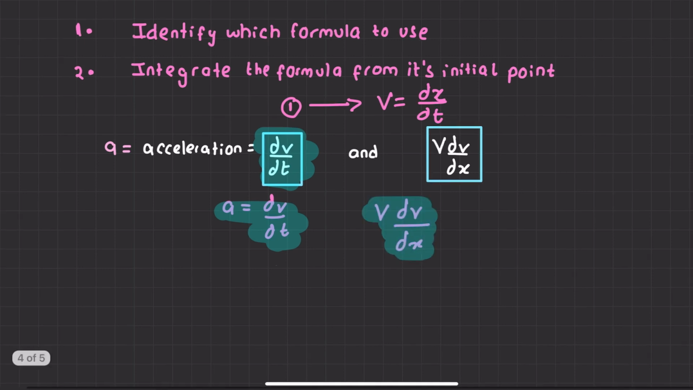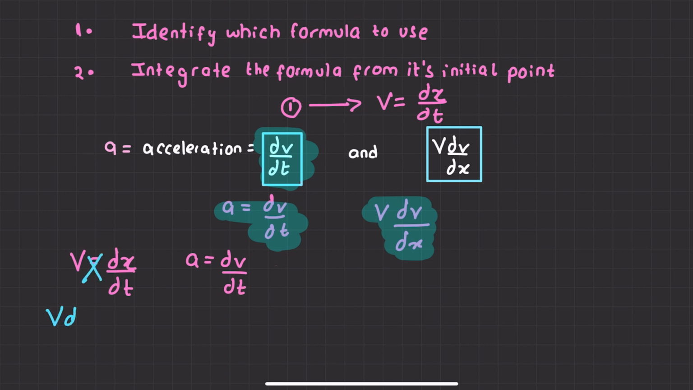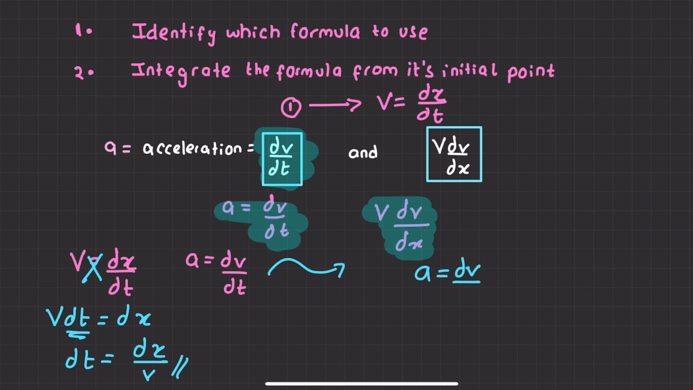Okay, so first of all, we have our velocity formula, which is equal to this, and we have our acceleration formula, which is equal to this. Then we're going to cross multiply our velocity formula and have v dt equals dx. Then we're going to single out the dt and have dt equals dx over v. Now from this one, we're just going to have a equal to dv over dt. Therefore, a equals dv times 1 over dt.